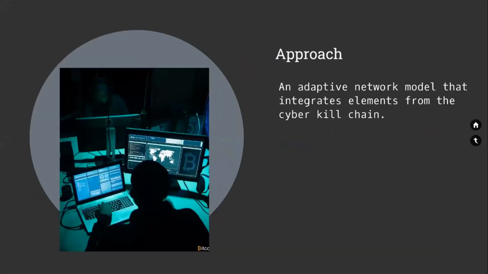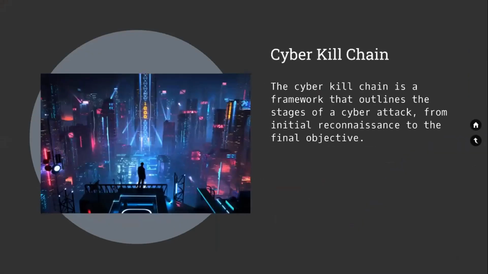Well, our approach is an adaptive network model that integrates elements from the cyber kill chain. You're probably wondering what the cyber kill chain is, right? So let me tell you what that is. The cyber kill chain is a framework that outlines the stages of a cyber attack from the initial start to the final objective. By incorporating this framework, our model aims to simulate the behavior of both parties, the attacker and the defenders, providing a very deep understanding of how cyber attacks unfold and how they can be mitigated and prevented. And now let's move on to our network picture.